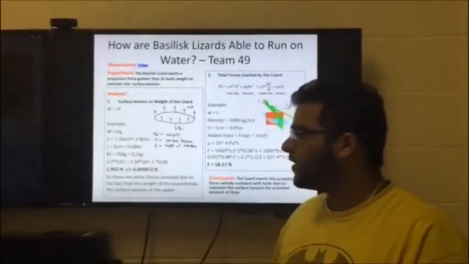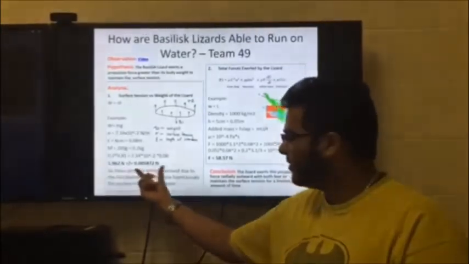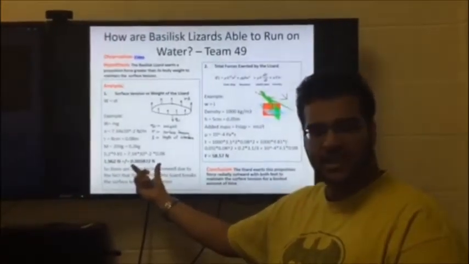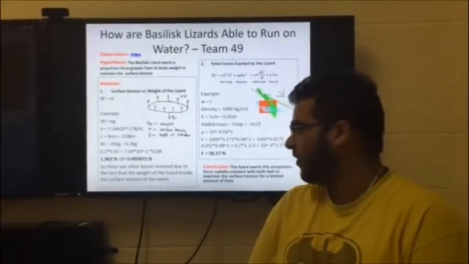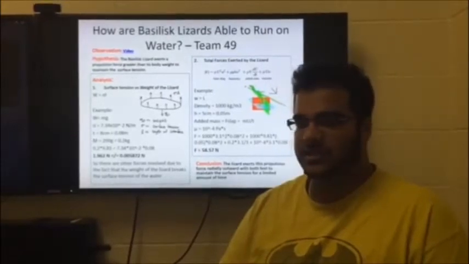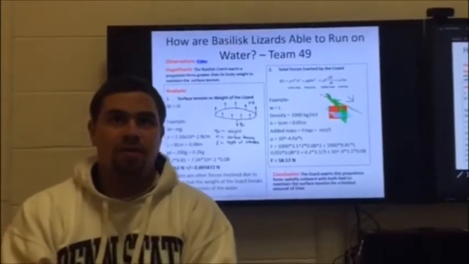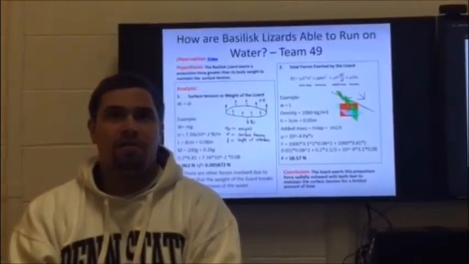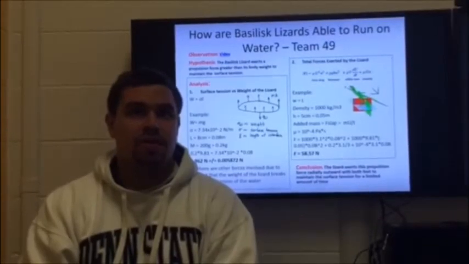By plugging all these variables into our equation, we find that the weight does not equal the surface tension times the length. Therefore, we have come to the conclusion that there must be other forces involved, due to the fact that the weight and surface tension times length do not equal each other. Since the weight of the lizard is larger than what the surface tension will allow, we must account for the other forces taking place. We use the propulsion force equation to figure out the other forces.